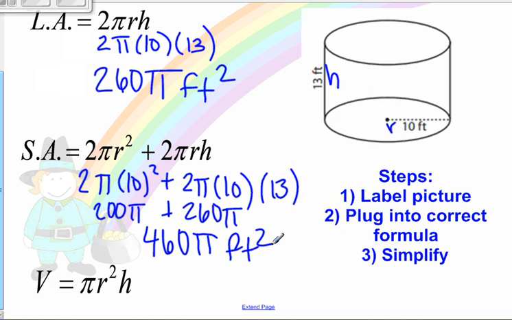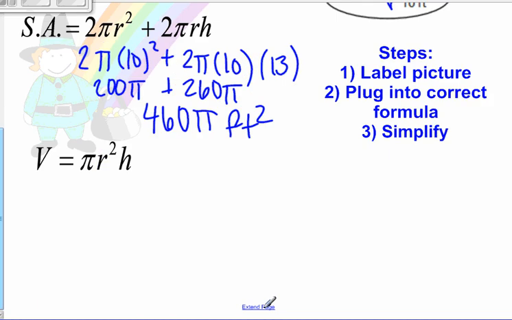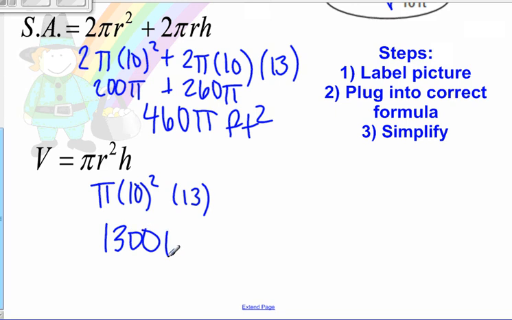Again, typed everything into the calculator except for my pi. We're treating it like it's an x. Okay, lastly, we've got volume, pi 10 squared h, so our h was 13. Remember, 10 squared is 100 times 13 would give us 1300 pi feet cubed because this is volume. Cubed because it is volume.